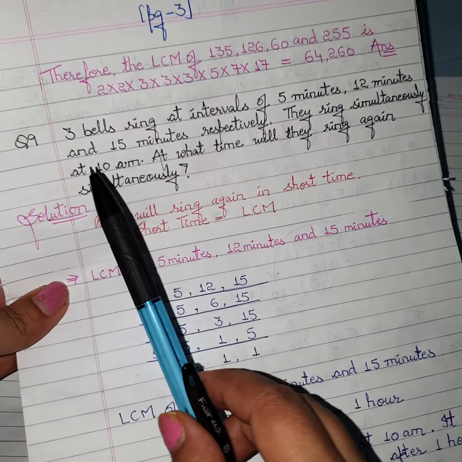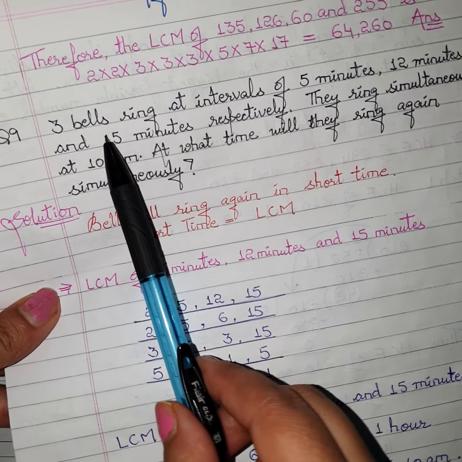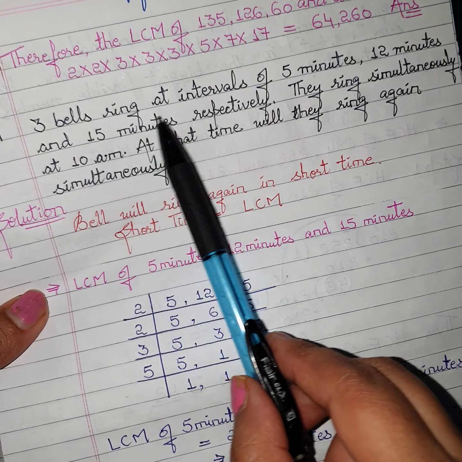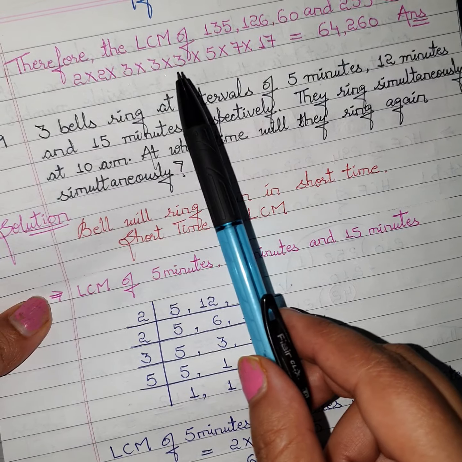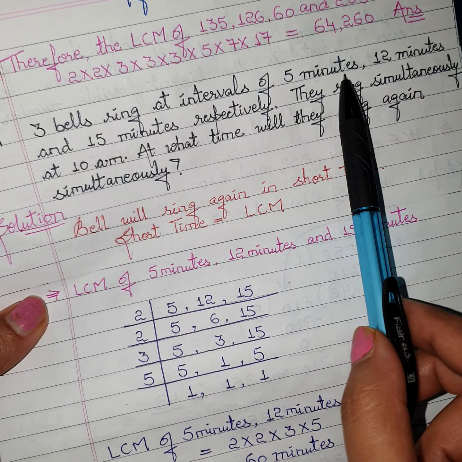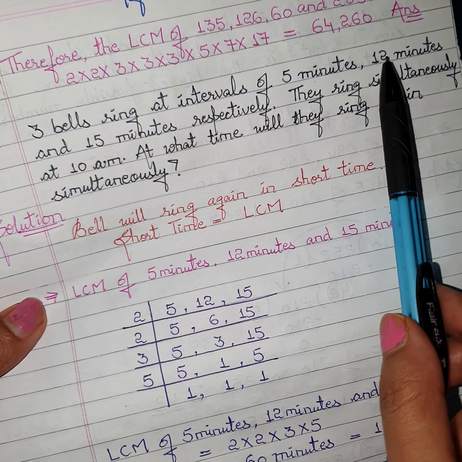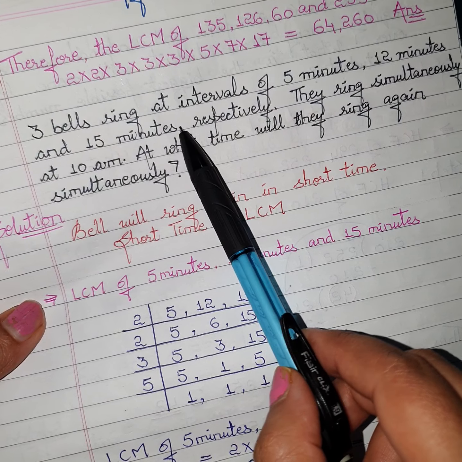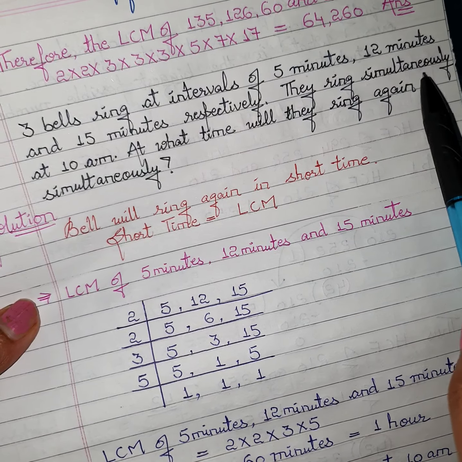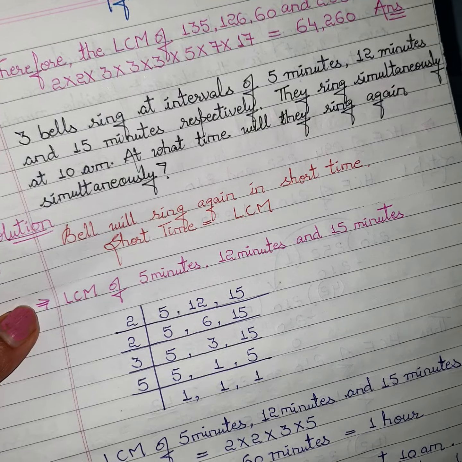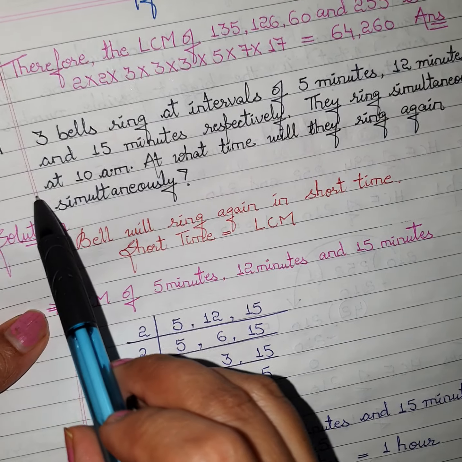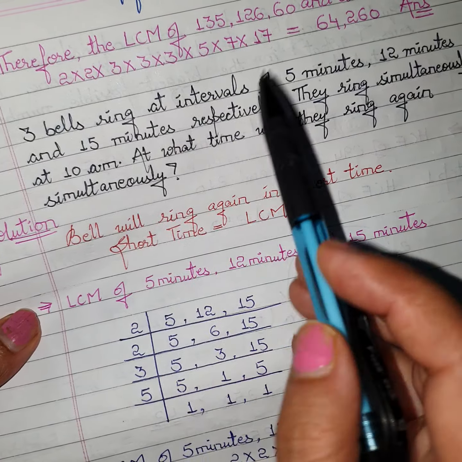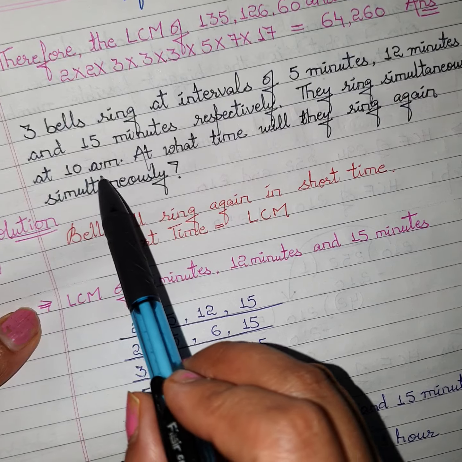Now next question, question number 9. Please pay attention. 3 bells ring at intervals of 5 minutes, 12 minutes and 15 minutes respectively. There are 3 bells. The first bell rings after every 5 minutes, the second bell rings after every 12 minutes and the third bell rings after every 15 minutes. They ring simultaneously, meaning they ring together at 10 a.m. All the 3 bells rang together at 10 a.m.